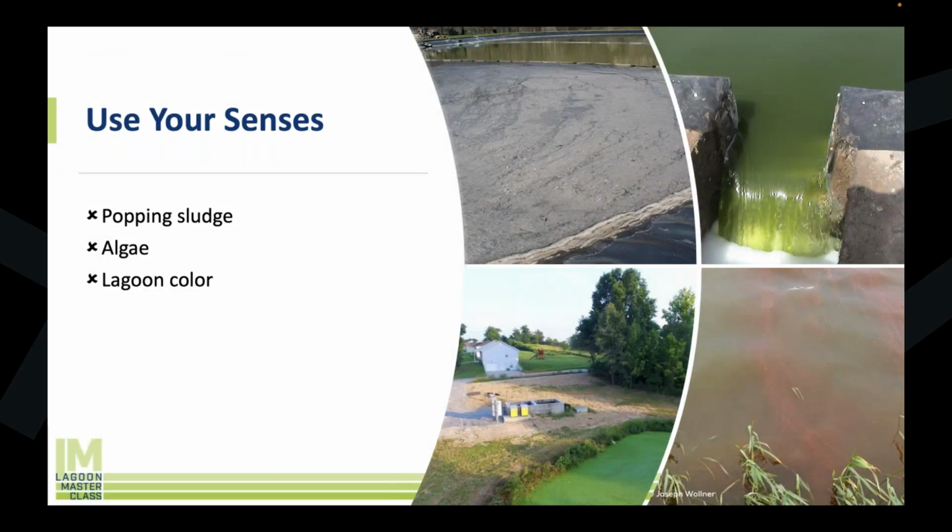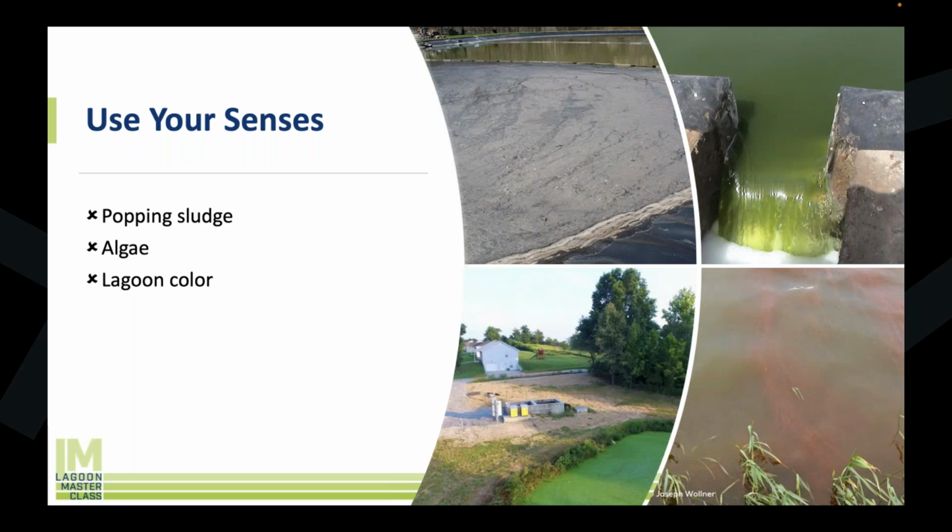Now that you've tested for these things, the other thing I think is really important is you've got to use your senses. So what is going on in your lagoon? What can you see in your lagoon? It's trying to talk to you. It's going to tell you, based on the way it looks, how it's feeling. So if you see popping sludge, that means you probably have too much sludge and you've got anaerobic digestion going on at the bottom. If you see lots of algae, that also could be an indication of sludge.